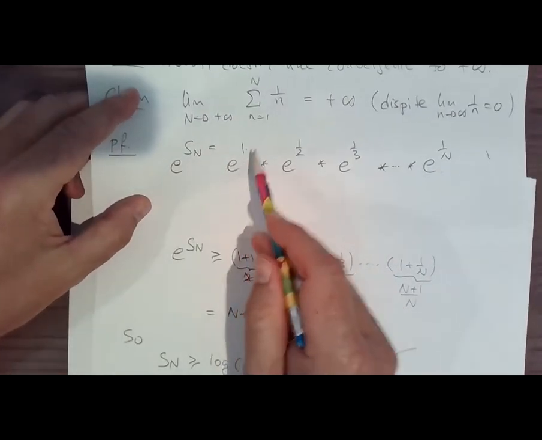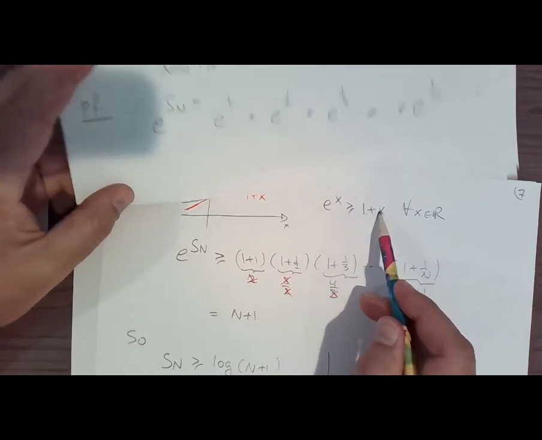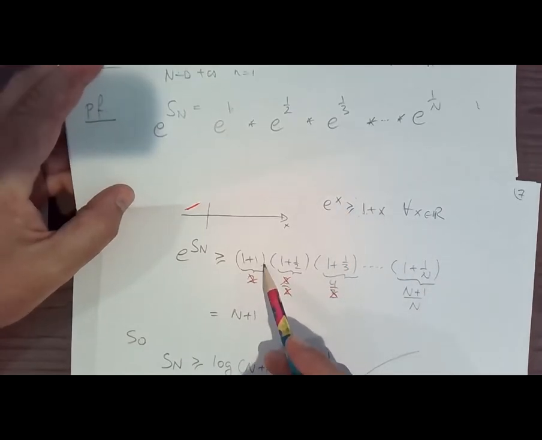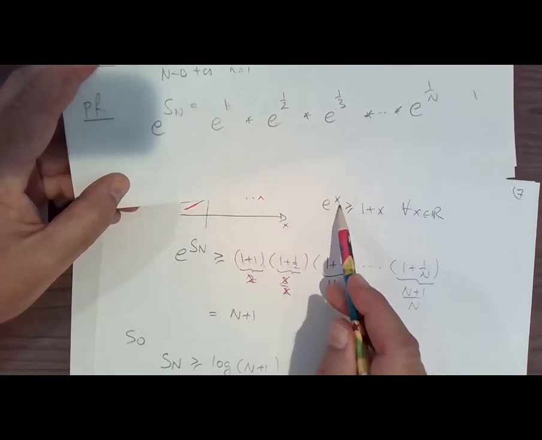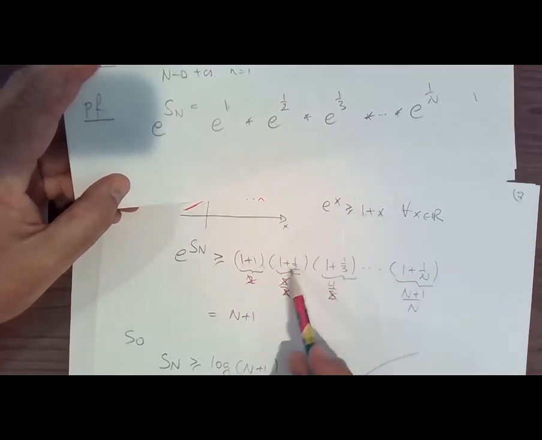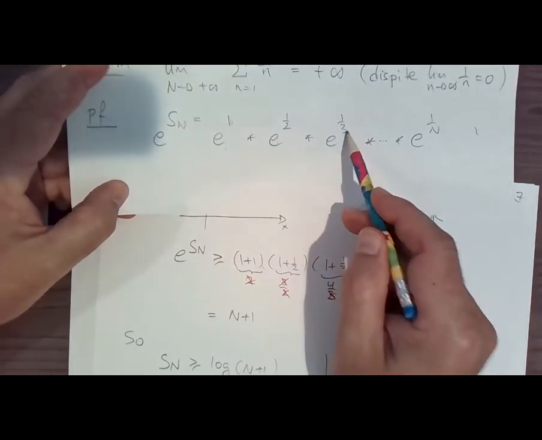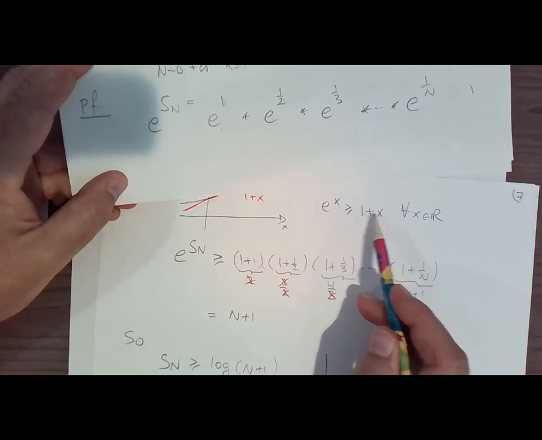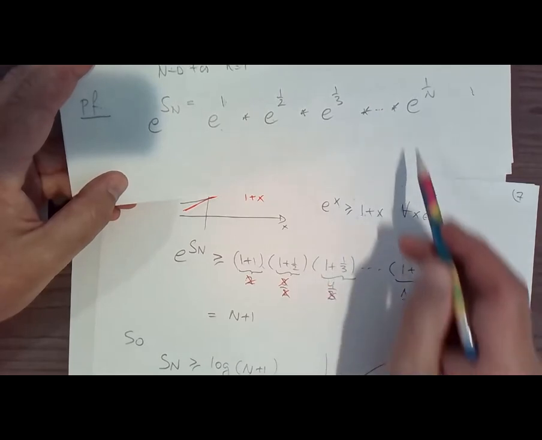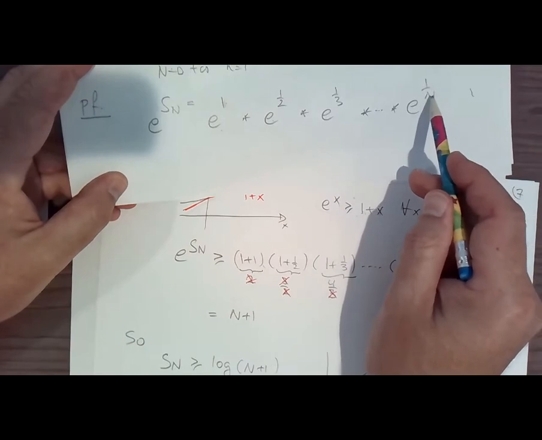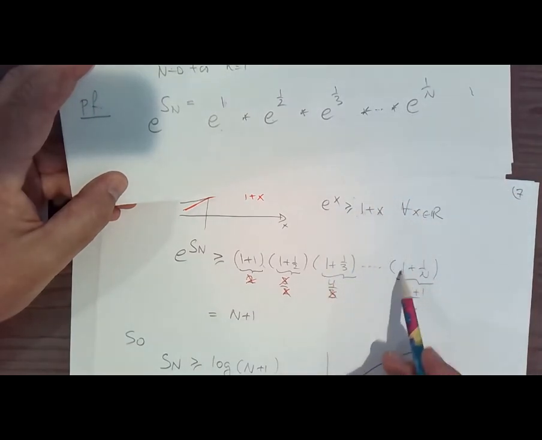So the first term, I have a 1 here. So I'm looking at e to the x, x is equal to 1. So I'm going to get 1 plus 1 here. The next term, this is e to a half. So x is a half. So I get 1 plus a half. That's this term. The third term is e to the third. Okay, so x is equal to a third. It's 1 plus a third. It's that term. And it goes all the way up to the last one. The last one, x is equal to 1 over n. So I get 1 plus 1 over n. This is this term.